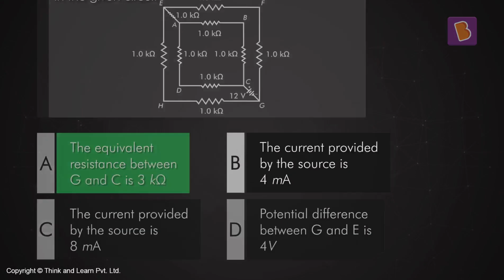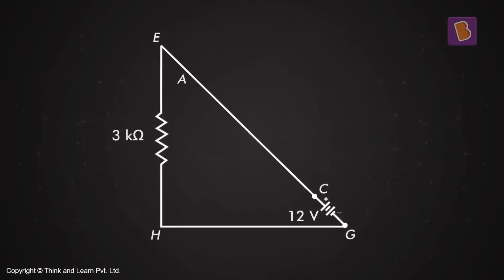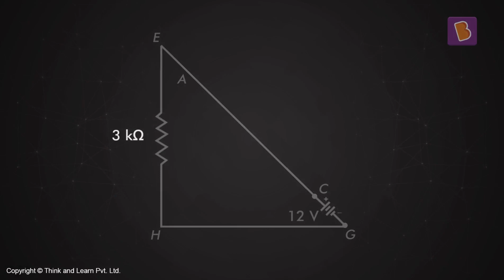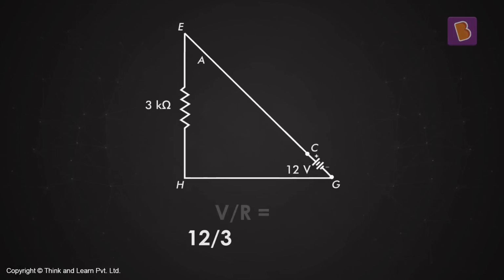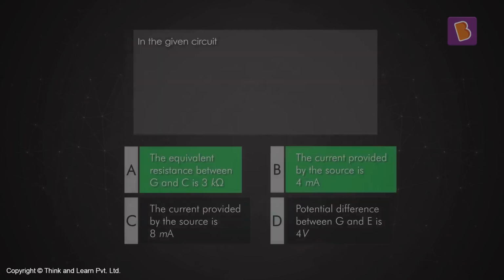Now let's look at option B. It says that the current provided by the source is 4 milliamperes. We just found out that the equivalent resistance is 3 kilo ohm. The source has an EMF of 12. So 12 by 3, V by R will give you I, which is equal to 4 into 10 to the power of 3 in the denominator, that is 10 to the power of minus 3. So that becomes 4 milliamperes. So option B is also correct.